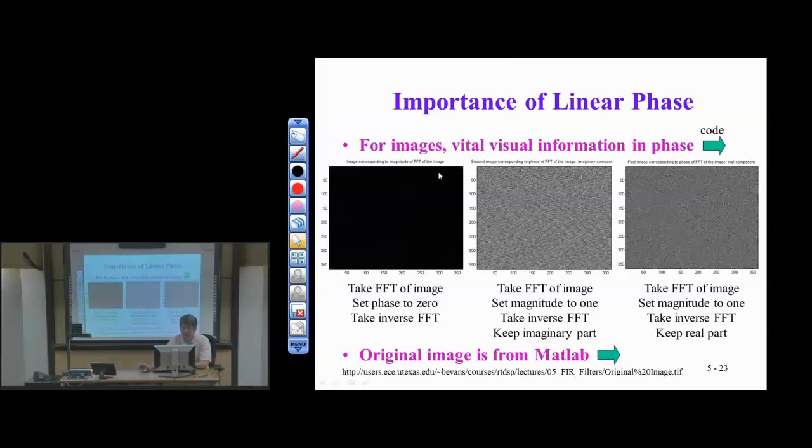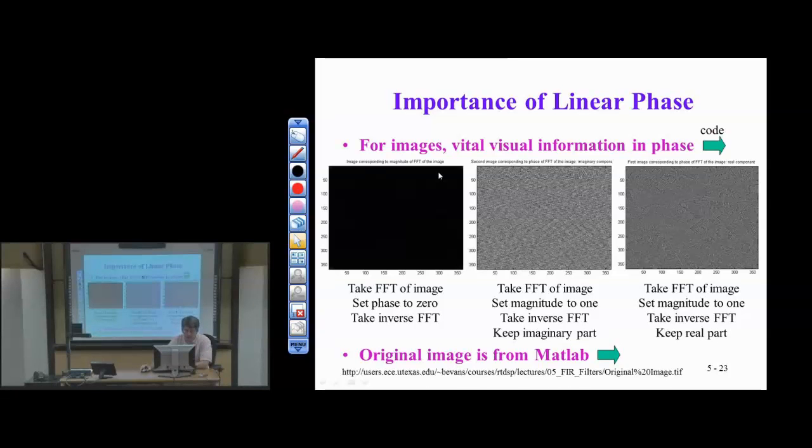So I've taken an image, which I haven't shown you yet, and I've taken the fast Fourier transform, or the Fourier transform of the image. I've set the phase to 0 and kept the magnitude as it is, not changing the magnitude. And I took the inverse Fourier transform to get back to the time domain. So what I'm showing you here is the image content corresponding only to the magnitude response, or the magnitude content of the Fourier components of the image. Not very interesting. Constant. Not all that useful.